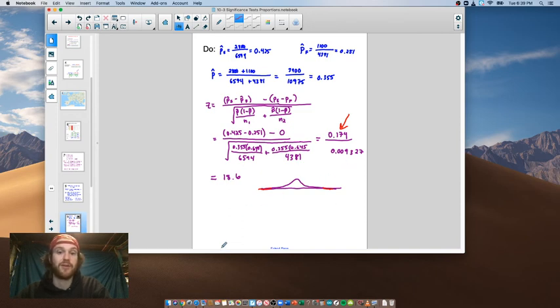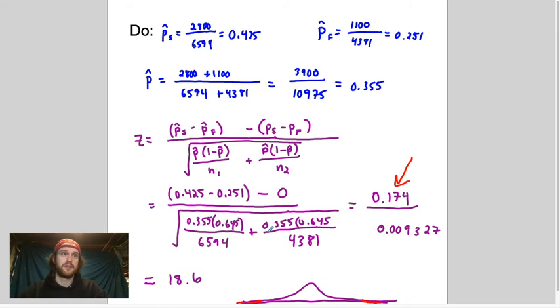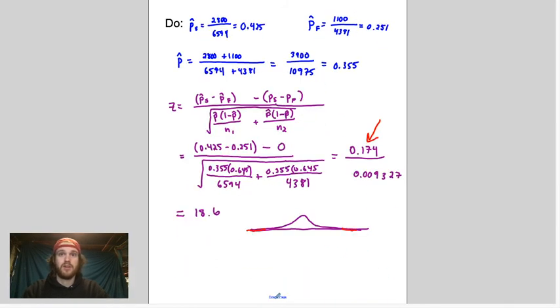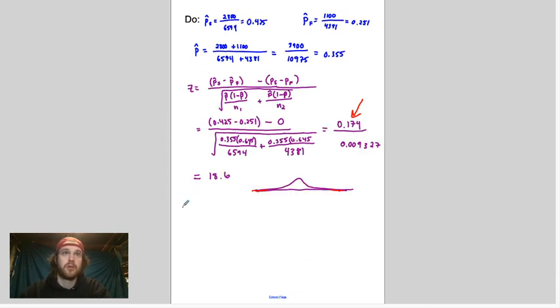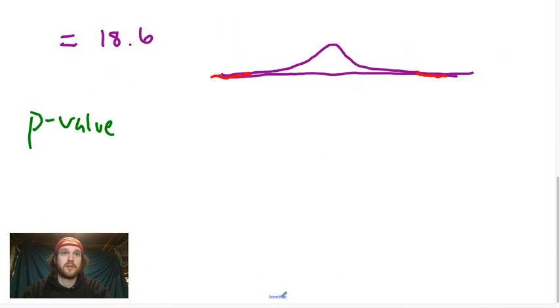Next we have to find our p-value, and I'll do this in green. Let's go a little bit further, and I'm going to scroll all the way down so we can write at a decent size. Beautiful.